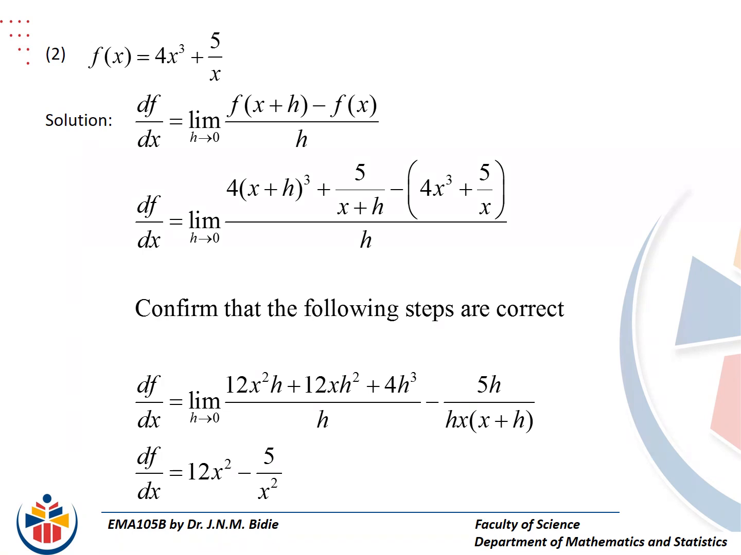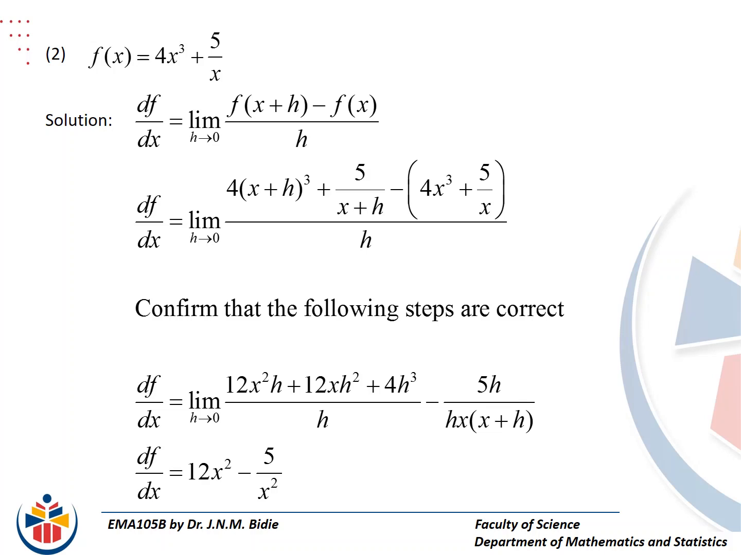I have 3 terms in the numerator left, divided by h. 12x squared over h plus 12x h squared plus 4h cubed. And then I've got minus 5h all divided by hx into x plus h. I say this again. Please confirm whether this step is correct.